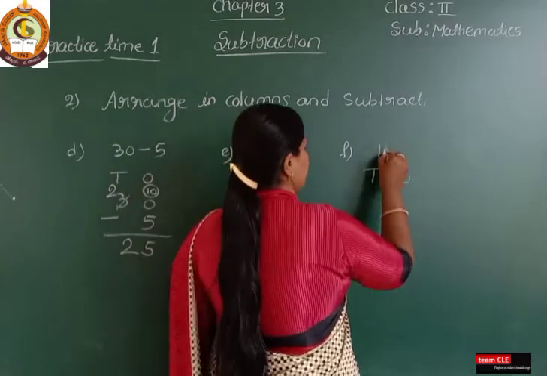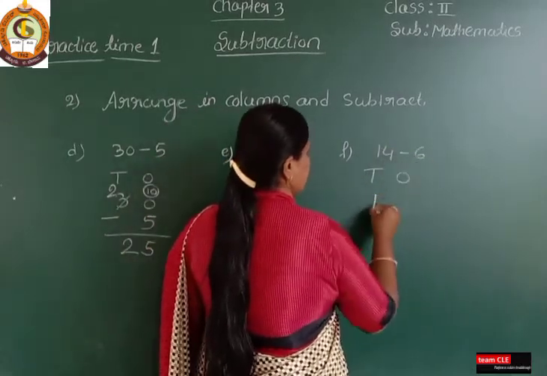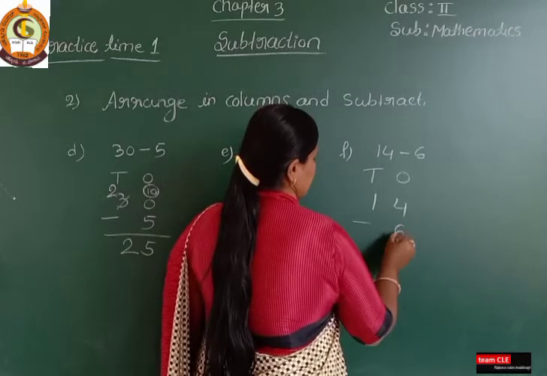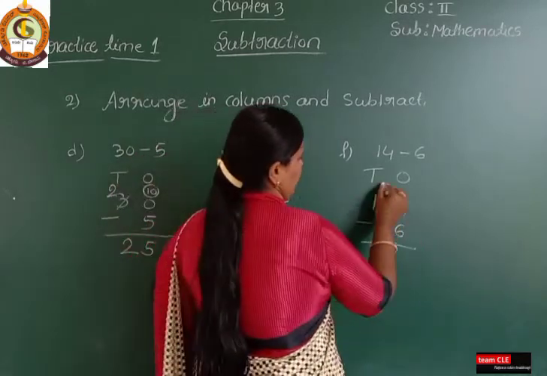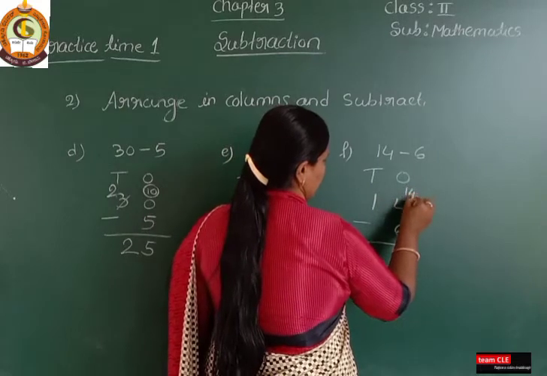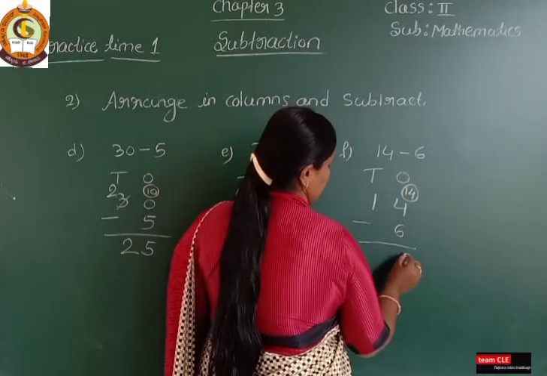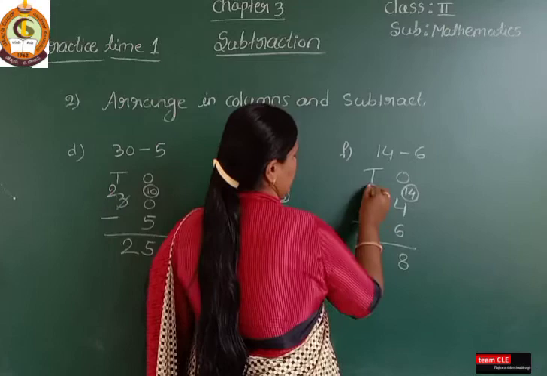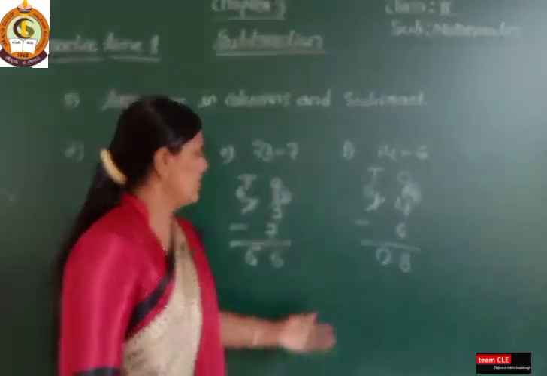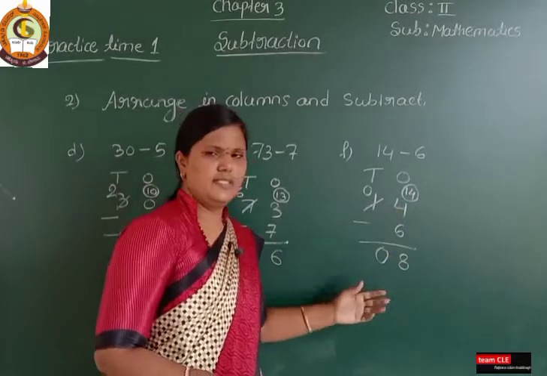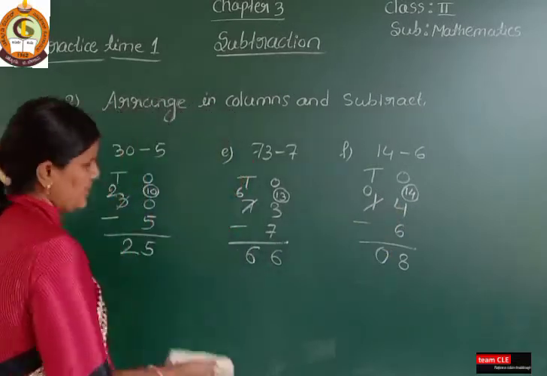14 minus 6. 4 minus 6. This 4 is also less than 6, which means you have to take one tens group. 10 plus 4 is 14. Now 14 minus 6 is how much? 8. And instead of 1 here, 0 remains. So write that 0 here as it is. So the answer is how much? 8. 14 minus 6 is equal to 8. Next, G.